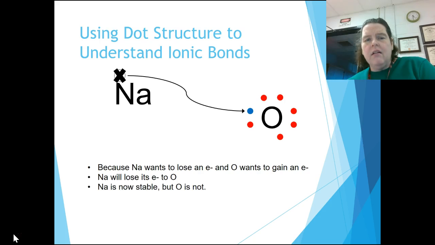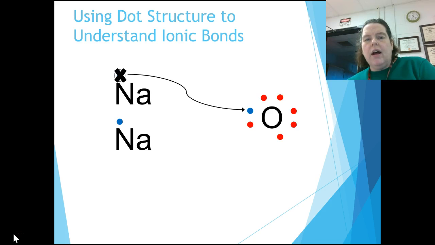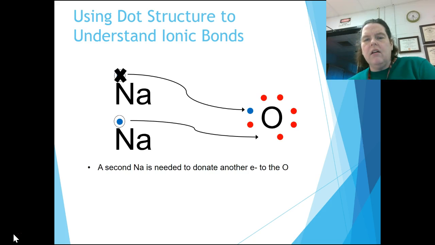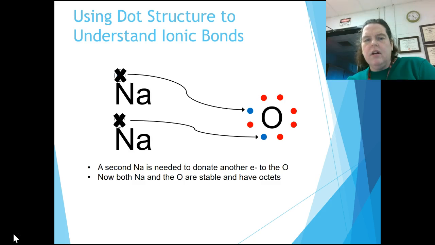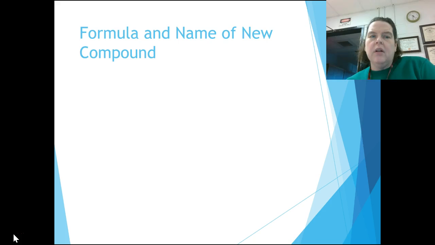So Na will add another Na to get O where it needs to be. So now we have 2 Nas. Now we have 2 Nas and 1 O. Again, same idea. So what is it called? Na2O is called sodium oxide.